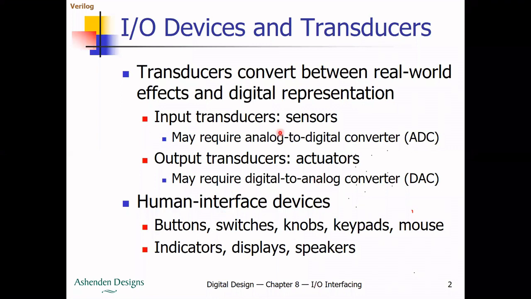In the same way, in our digital or electronic devices, input devices are sensors, and we use an analog to digital converter, so whatever the sensed value is, it will be converted to a digital value. In the same way, actuators will have digital to analog. Human interfaces are buttons, switches, knobs, keypad, mouse; indicators, display and speakers are your output devices.